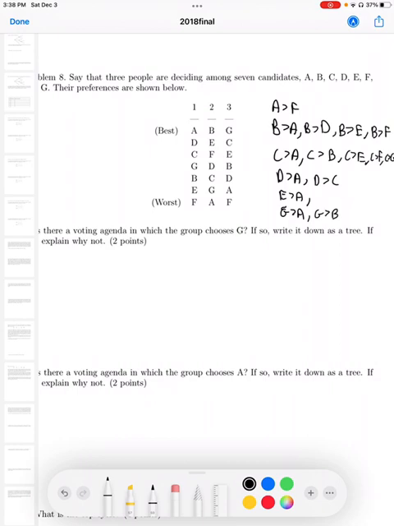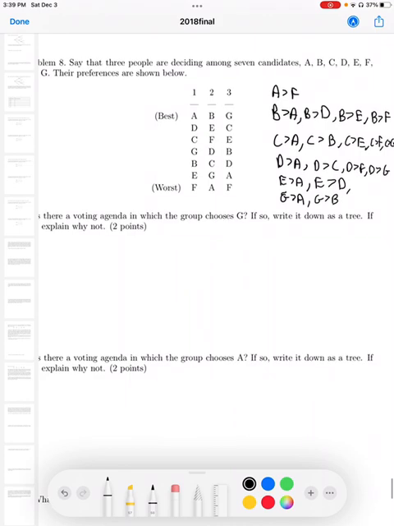Now that we have all of those, we start with C. We already have CB, CD, CE, CF. Oh, we just did C, sorry. So let's start with D. DA we already have. DB we have. DC we have. DE we don't, and E dominates D. DF, D dominates F. And D dominates G.